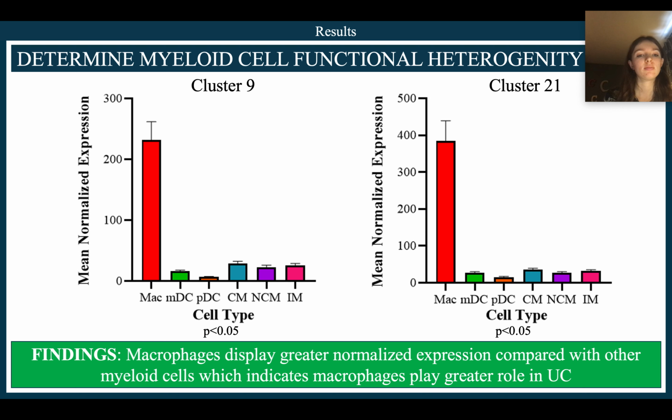in UC. Additionally, I compared the mean normalized expression associated with these different myeloid cell subsets, and I found that macrophages displayed the greatest normalized expression when compared with other myeloid cells, which indicates that macrophages are playing a greater role in UC when compared with other myeloid cells.